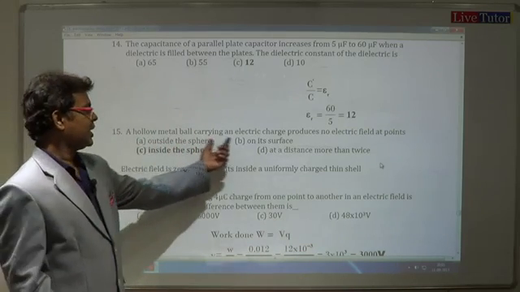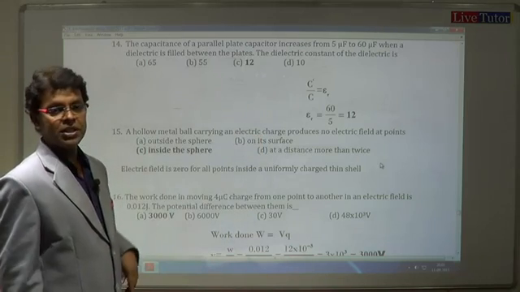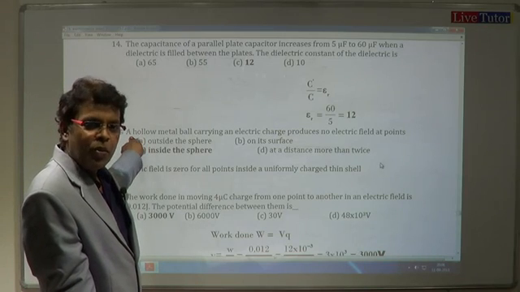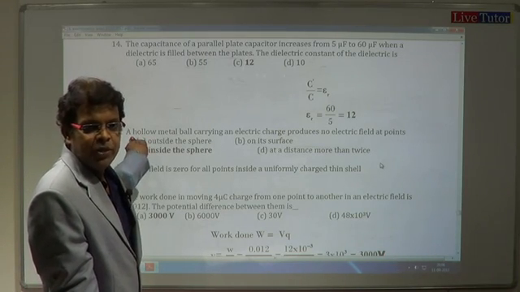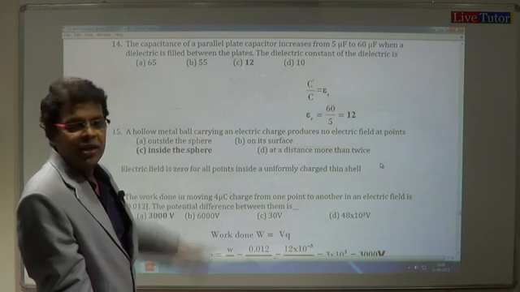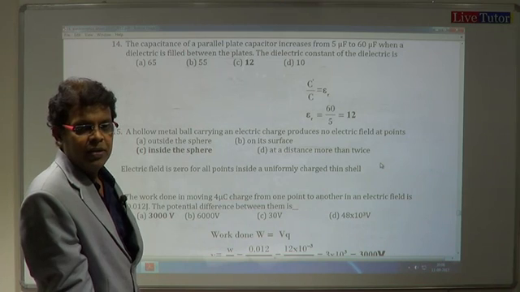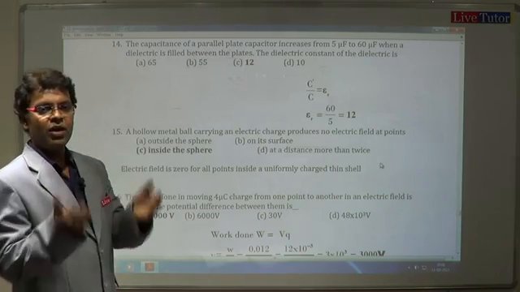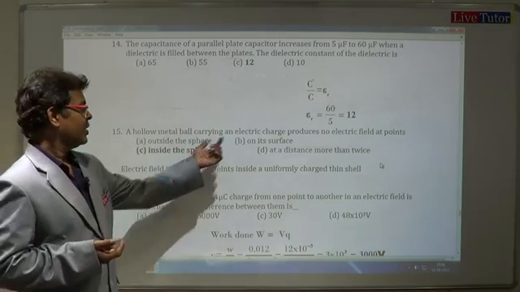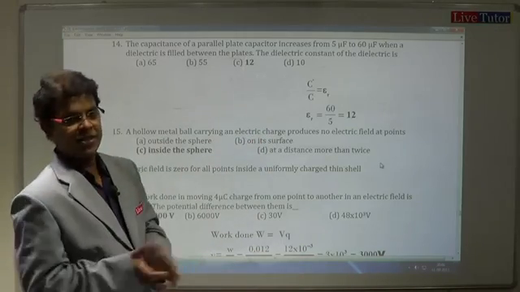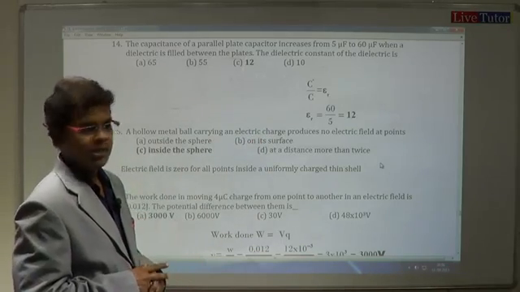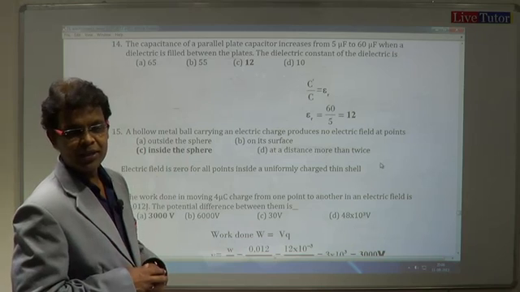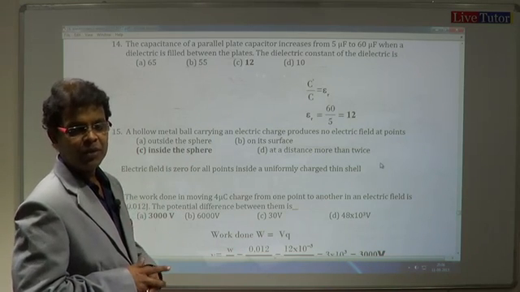அதே மாதிரி a hollow metal ball carrying an electric charge produces no electric field at points. இந்த question பார்க்கும்போது can you imagine that it is something resembling one more question from this lesson? 3 mark question படிச்சிருக்கோம். அது resembling மாதிரி இருக்கா பாருங்க. A hollow metal ball, hollow னா உள்ள ஒண்ணும் இல்லாத ஒரு metal ball carrying an electric charge on the surface produces no electric field at which point அப்படினு சொல்லுது. Answer is inside the sphere. இது எந்த question மாதிரி தெரியுது உங்களுக்கு? Something related to one more 3 mark question. ஞாபகம் இருக்கா?